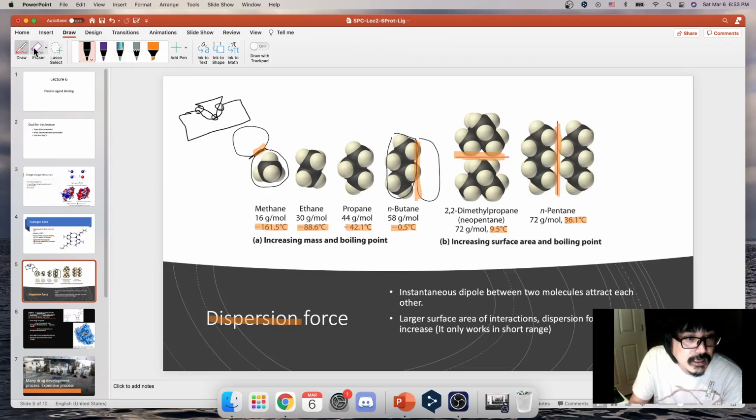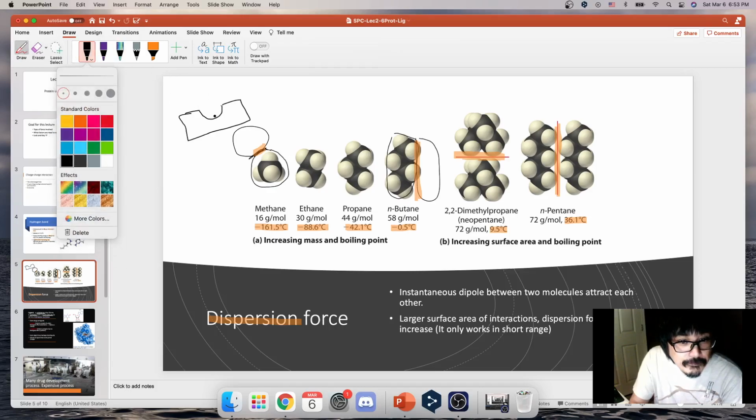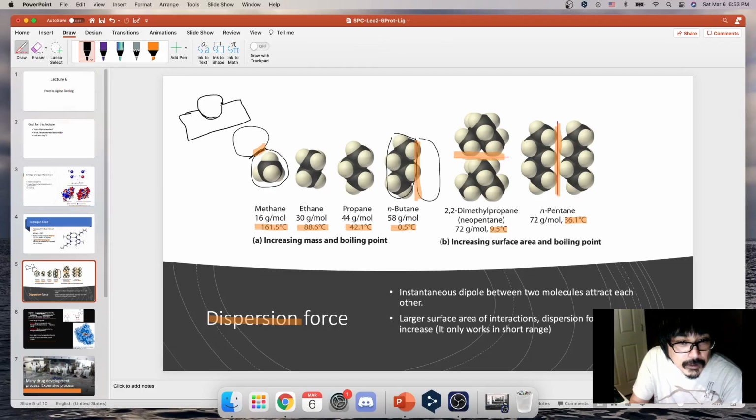So all of these guys probably will not bind as strongly as this guy right here, right? Because for that guy, I have a surface contact area that big, right? So they tend to bind much more strongly to the protein than the triangular shaped stuff. And that's somewhat related to the dispersion force.